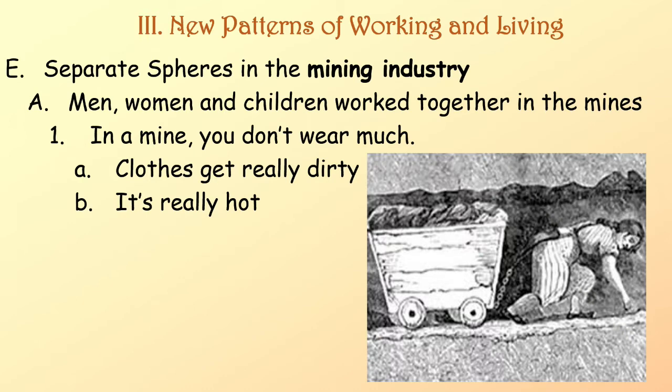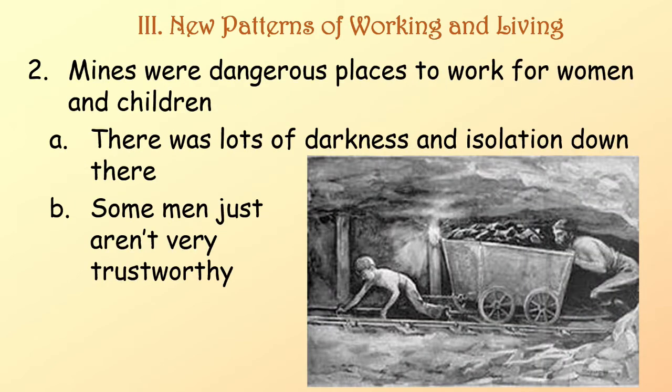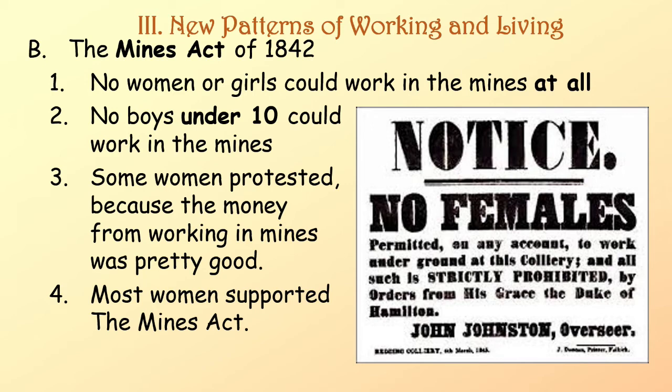Separate spheres in the mining industry. Men, women, and children had worked together in the mines. But in a mine, you don't wear much. Clothes get really dirty, and it's really hot. So mines were dangerous places for women and children to work in. There was lots of darkness and isolation down there, and some men just aren't very trustworthy. So you had the Mines Act of 1842, and it said two things. Number one, no women or girls could work in the mines at all. And number two, no boys under 10 could work in the mines. Some women protested because the money from working in mines was pretty good. But most women supported the Mines Act.